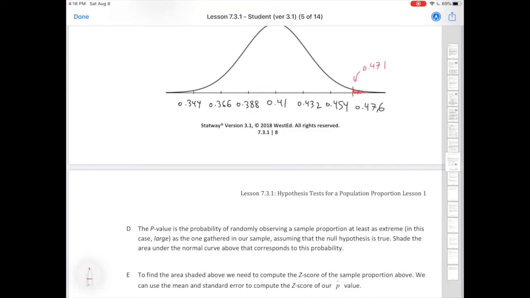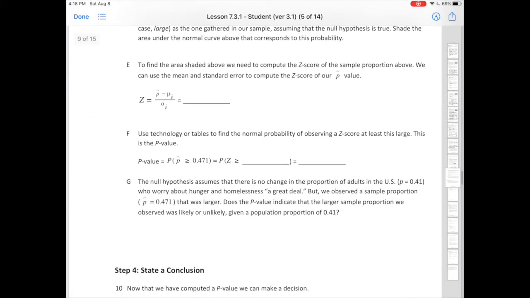Let's actually figure out that shaded area. And we know how to do that, don't we? Using the normal distribution. So part E. To find the area shaded above, we need to compute the z-score of the sample proportion above. We can use the mean and standard error to compute the z-score of our p-hat value. So remember, we're just going to do p-hat minus p and then divide by the standard deviation. This is a formula we've seen before.